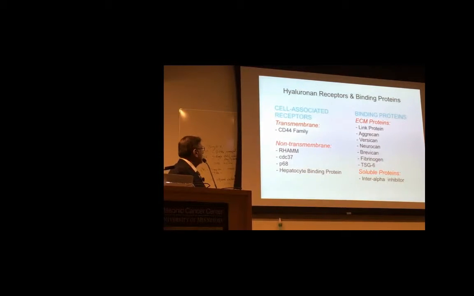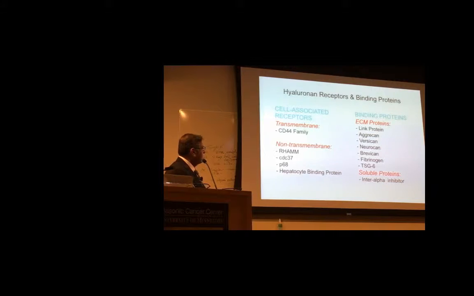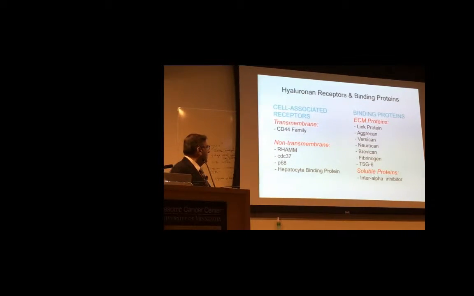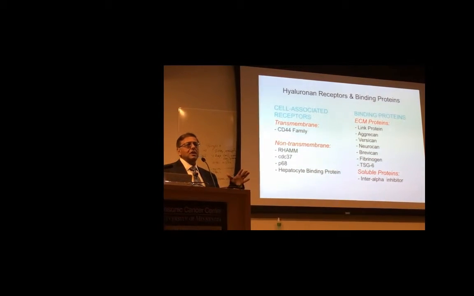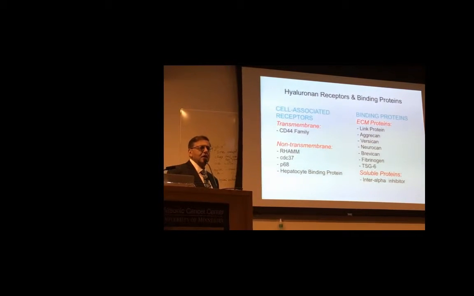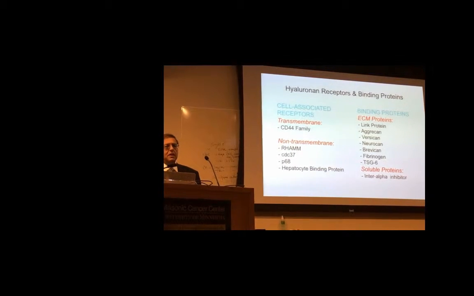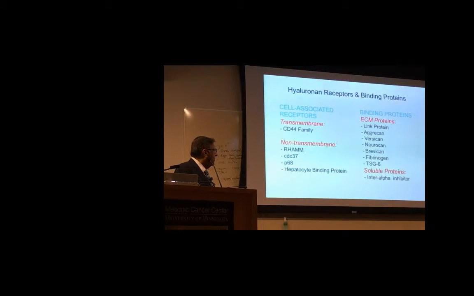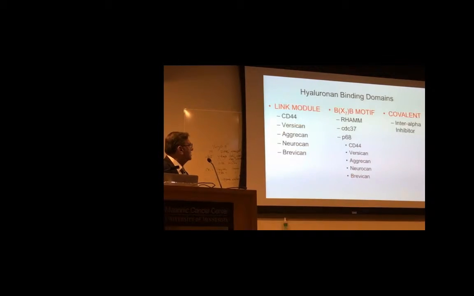There are cell-associated receptors. The transmembrane protein is CD44, the sort of classic example of a transmembrane protein. Non-transmembrane protein, of which RHAMM, or receptor for HA-mediated motility, is an example. And then binding partners that reside in the extracellular matrix, which almost sequester the HA and provide structure. And then there's soluble proteins that are circulating in our blood, like inter-alpha inhibitor. So there's a number of partners that HA interacts with.